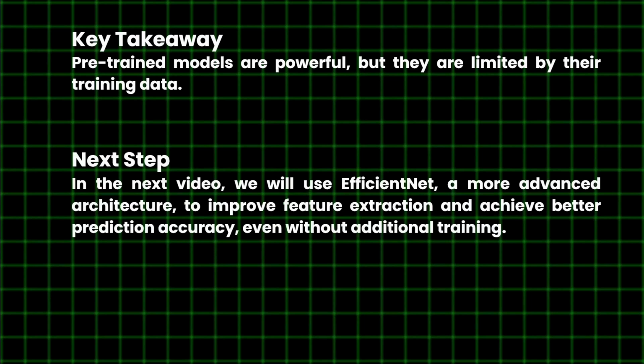So the key takeaway: pre-trained models are powerful, but they are limited by their training data. And the next step that we will do in the next video, we will use EfficientNet. It's another model, a more advanced architecture to improve feature extraction and achieve better prediction accuracy even without additional training.